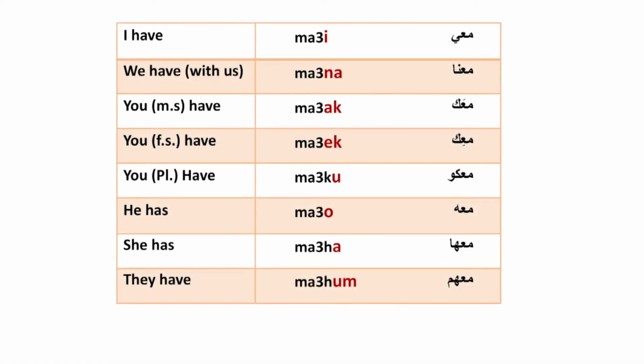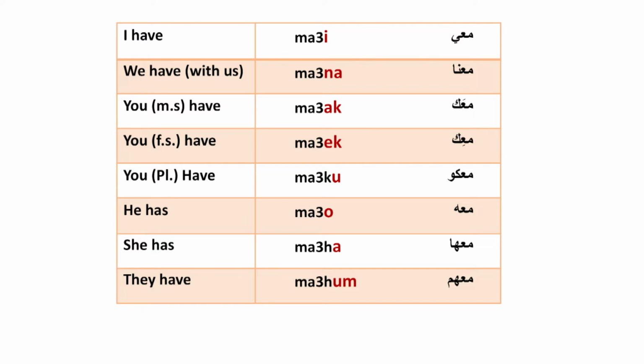It's as you've seen, very simple. You just add ما and it negates it. Here is a chart to help you decline مع. I have, معي. We have, with us, معنا.